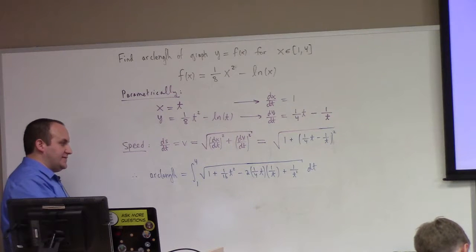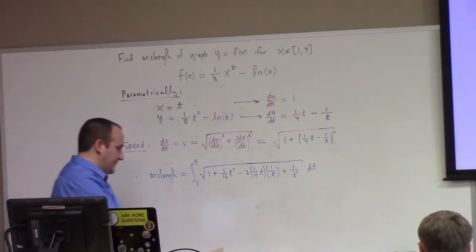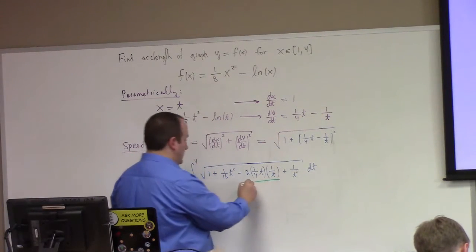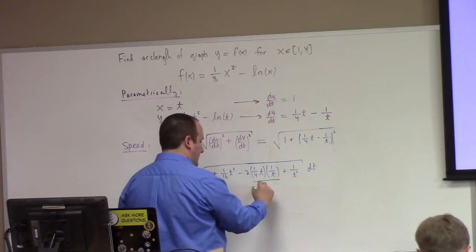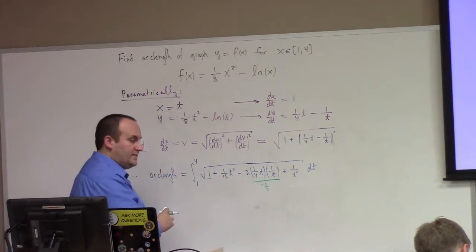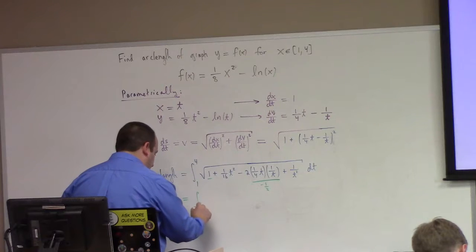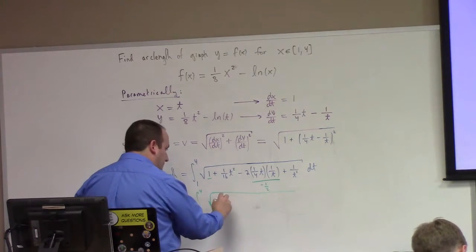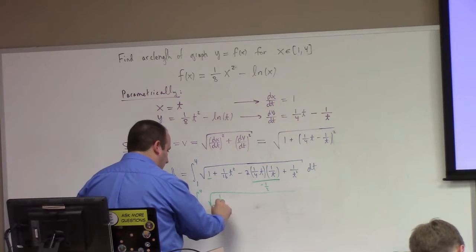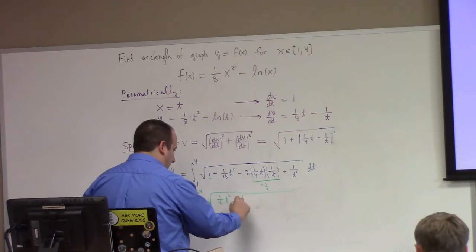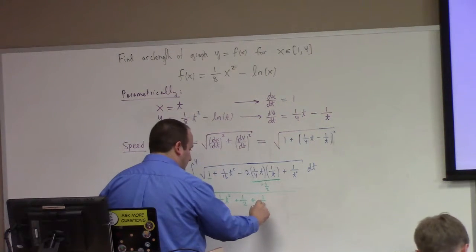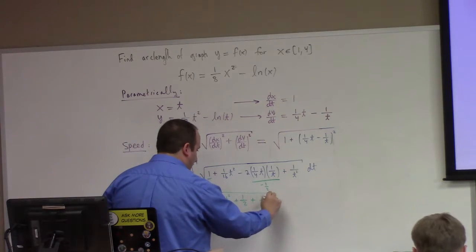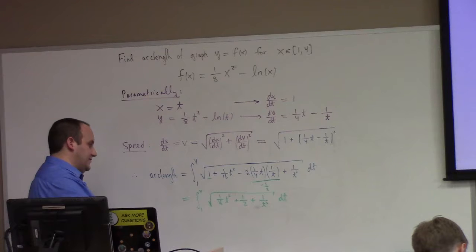Notice anything nice about this? Like the t's cancel, right? You notice what happens here? This here is actually just minus what? Yeah, it's minus 1/2, isn't it? And then over here, the minus 1/2 and the half go together to give us the integral from 1 to 4 of the square root of, well, 1/16 t squared minus 1/2 plus, excuse me, plus 1/2 plus 1 over t squared dt.